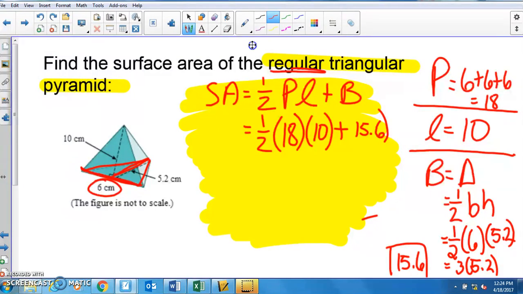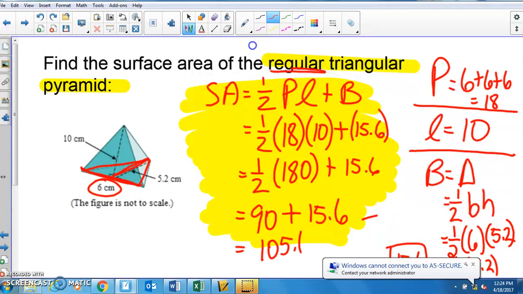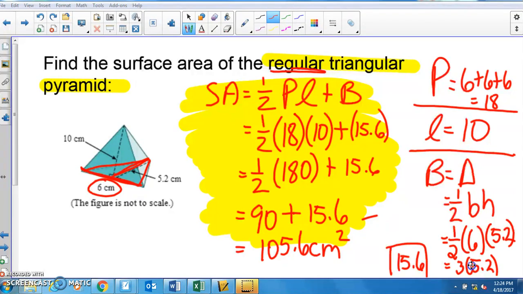So let's now do 18 times 10, which is 180. So I have 1/2 times 180 plus 15.6, and I'm going to just leave it without parentheses. And if I take half of 180, divide 180 by 2, that gives you 90. So 90 plus 15.6 gives you 105.6 feet, or centimeters squared. So our answer to this one is 105.6 centimeters squared. And that's for a regular triangular pyramid.